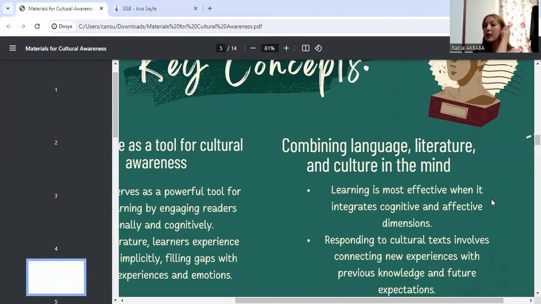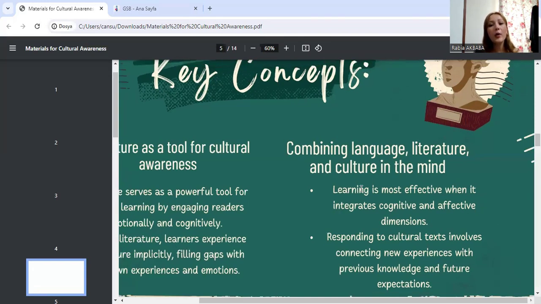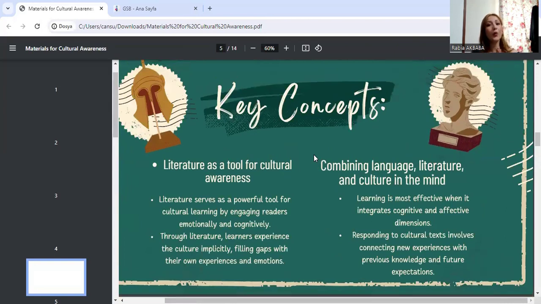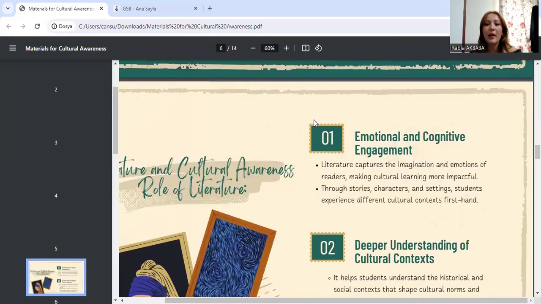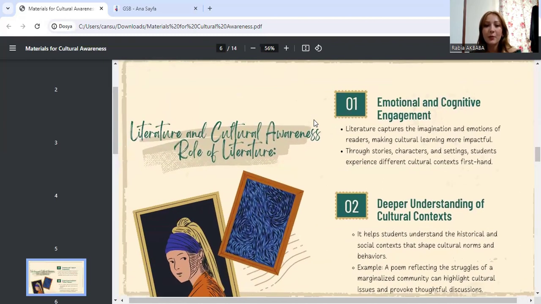Combining language, literature, and culture in the mind, learning is most effective when it integrates cognitive and affective dimensions. Responding to cultural texts involves connecting new experiences with previous knowledge, as I said before, the background information and future expectations. So, how can we improve that skill? Of course, by literature, by poems, by short stories, by showing postcards. And I think it's literally a good way. When I was searching for it, I saw some postcards about it, and I actually have some activities for that. We have plenty of genres to use.